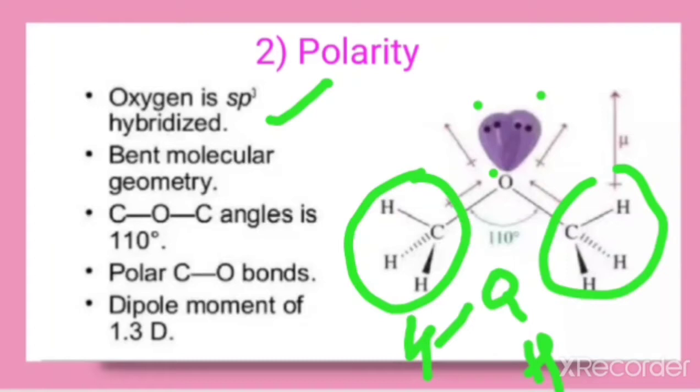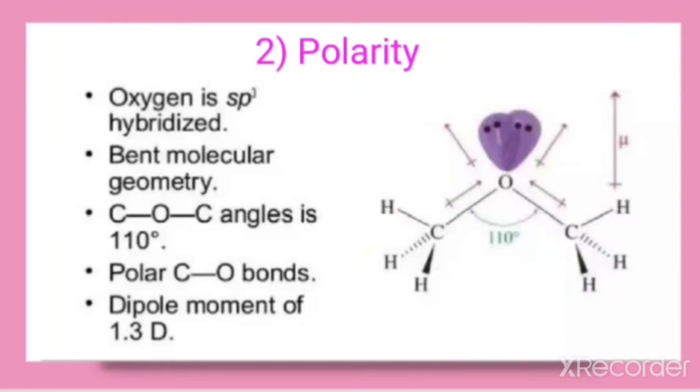Because of the presence of the lone pair, it has a bent shape. Like water, it also has a bent shape and the COC angle is 110 degrees. As there is an electronegativity difference between the carbon and oxygen, this bond is a polar bond. The CO bond is a polar bond and the dipole moment is 1.3 D.